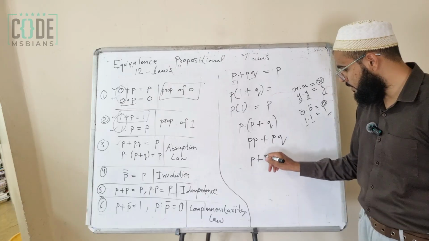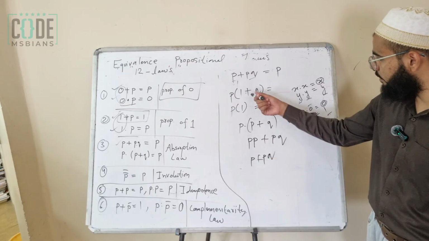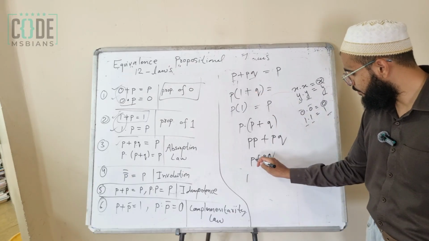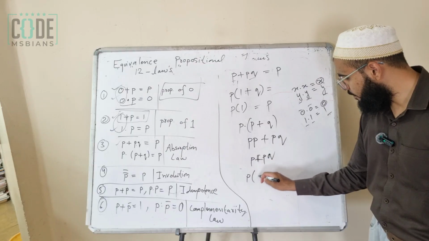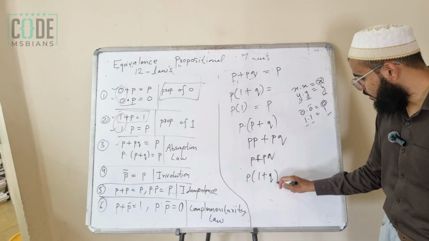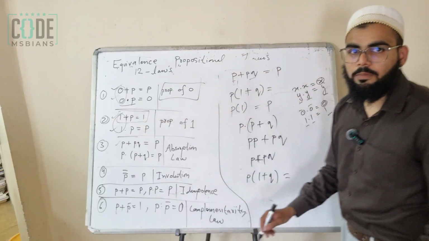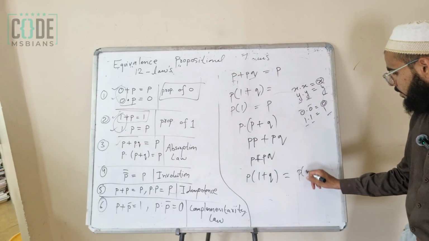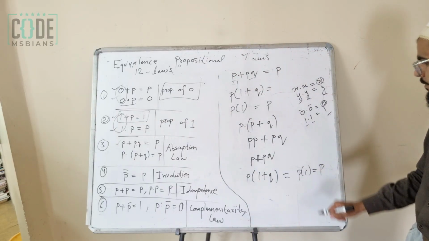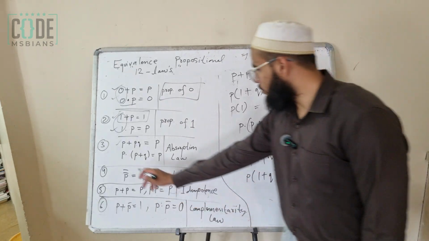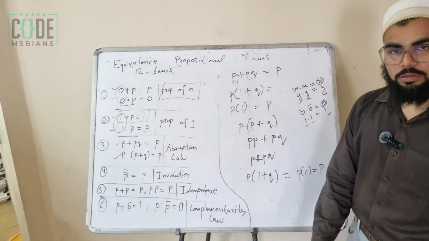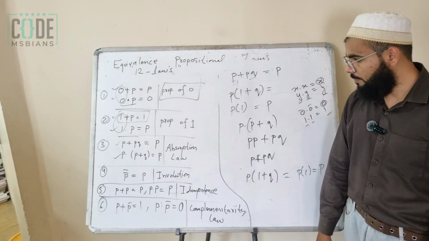So P plus PQ, again the same thing that we did here. Take the P common. So it will give you 1 plus Q, and from the properties of 1, 1 plus Q is nothing but 1, right? So P dot 1 is nothing but P. So this is how this absorption law works. So this is about the absorption law.